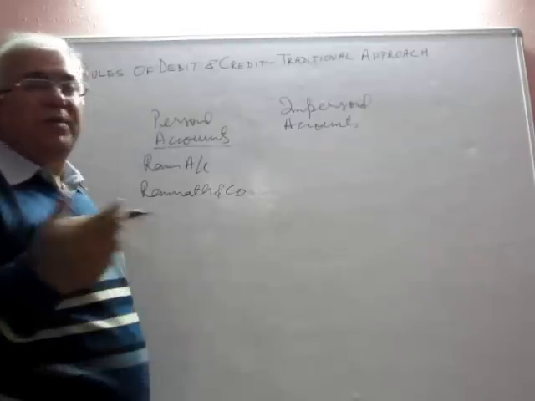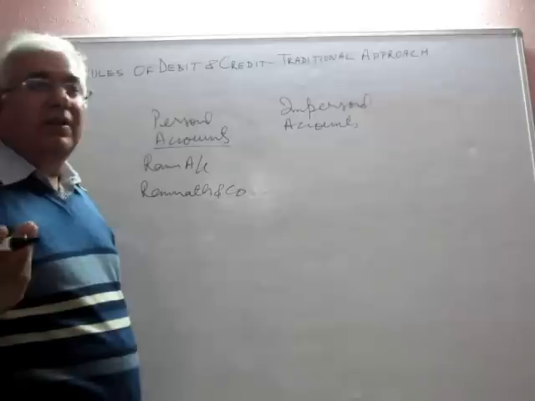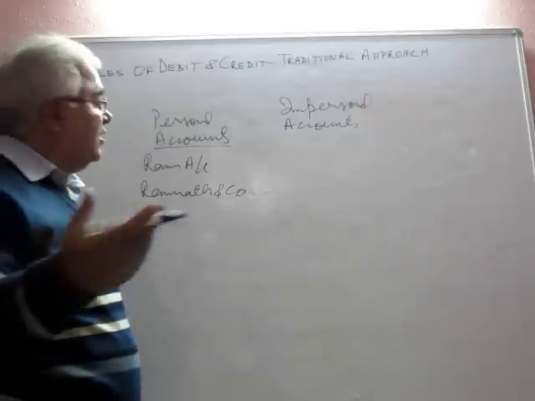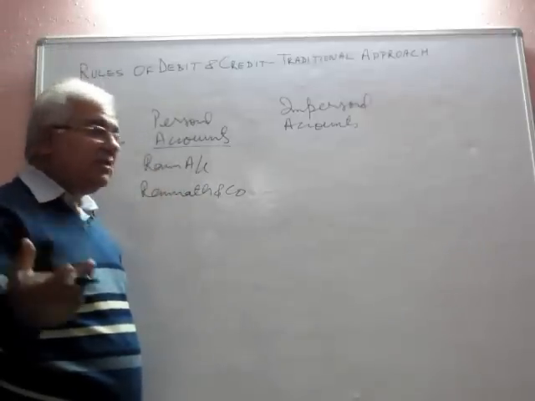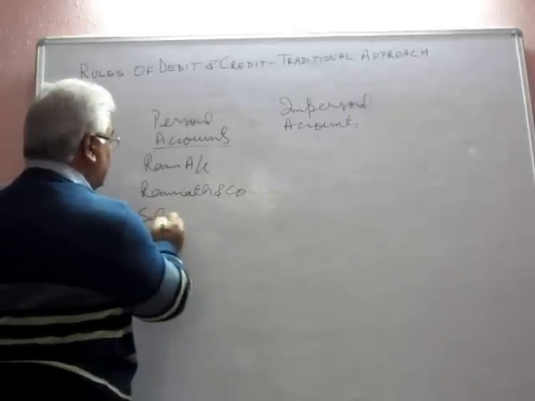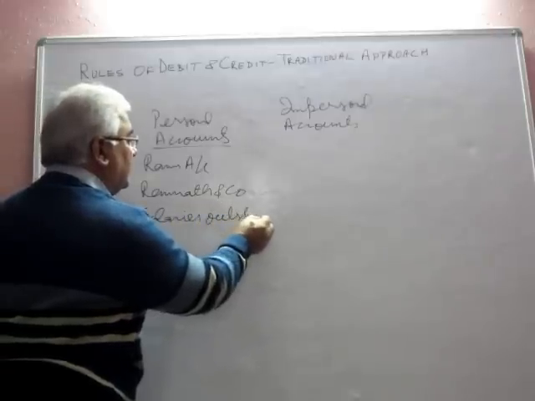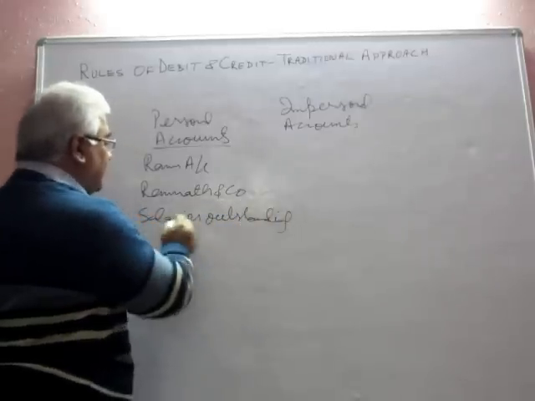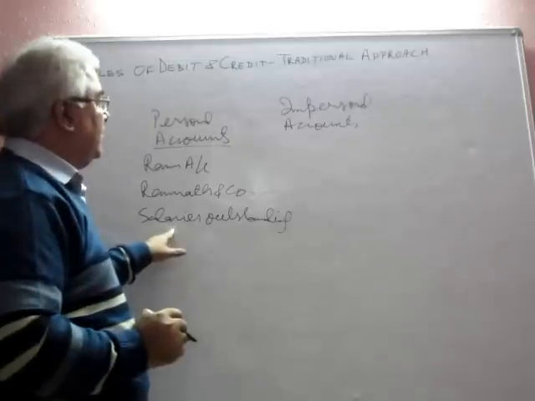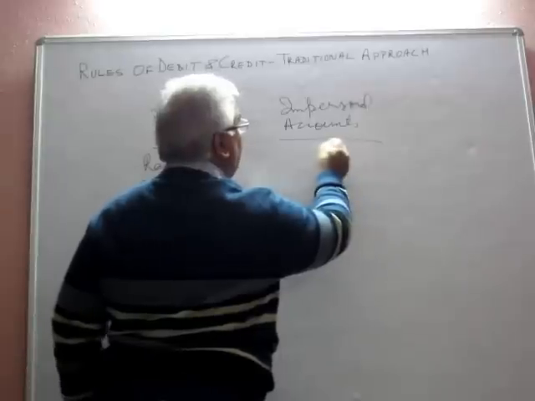It could be a representative account, for example, salaries outstanding. This account represents the salaries unpaid to the staff. So this could be salaries outstanding. This is a representative kind of account. Now impersonal accounts could be of two types.